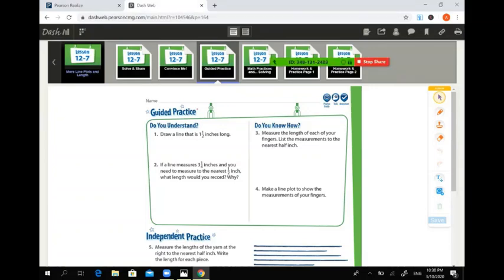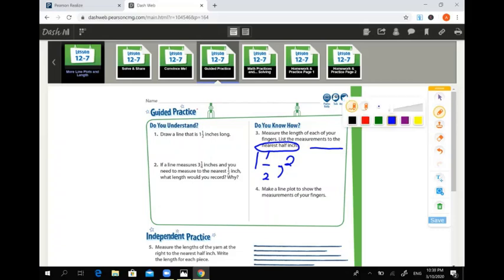Let's say that we have, for example, 1.5 inch. Because you have 5 fingers, you should write 5 lengths of your fingers. So let's say the first one is 1.5 inches, the second finger 2 inches. Because we should list the measurements to the nearest ½ inches. Let's continue.